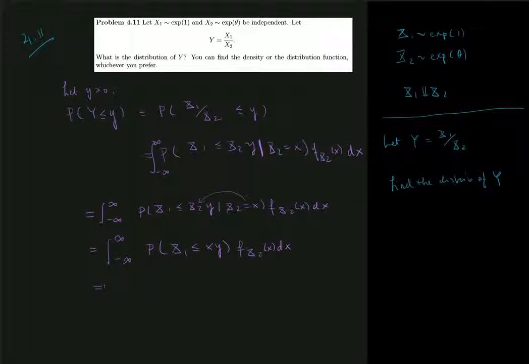And what we now have is essentially, well, we can see pretty clearly that this is the distribution function of x1 evaluated in x multiplied by y, and then we have the density of x2 evaluated in x.